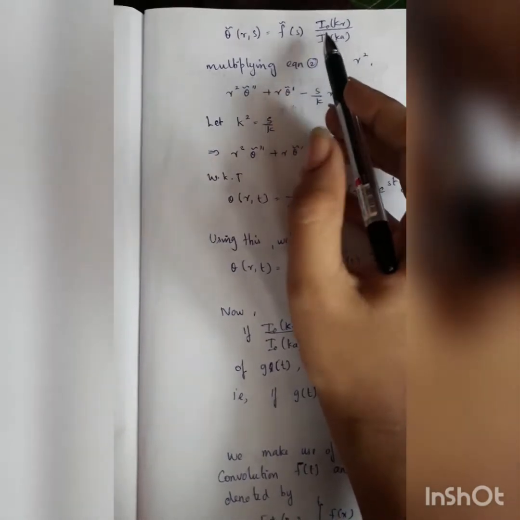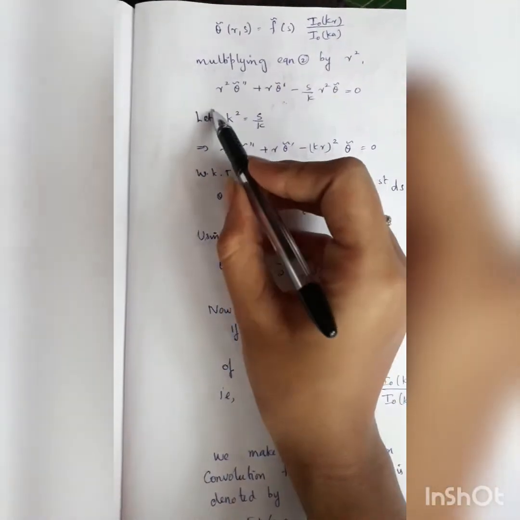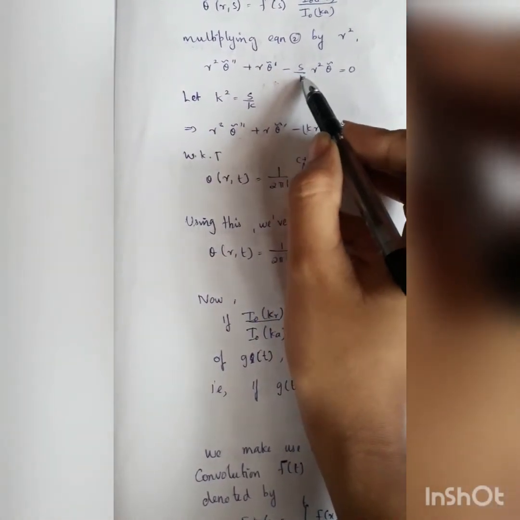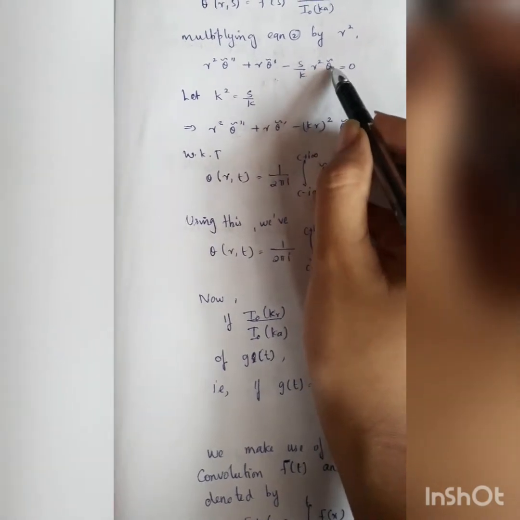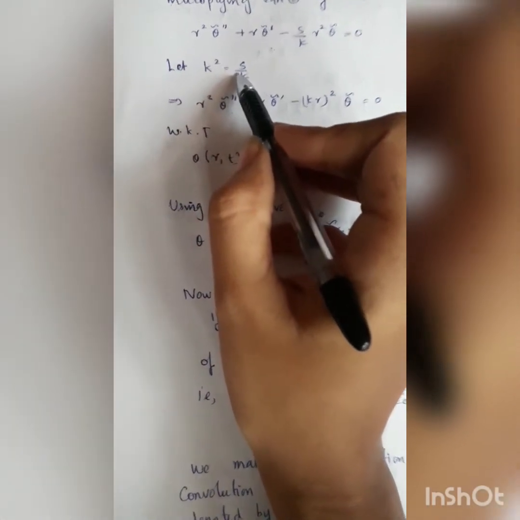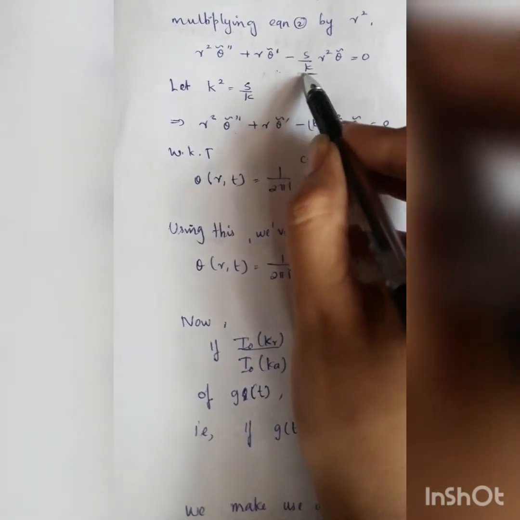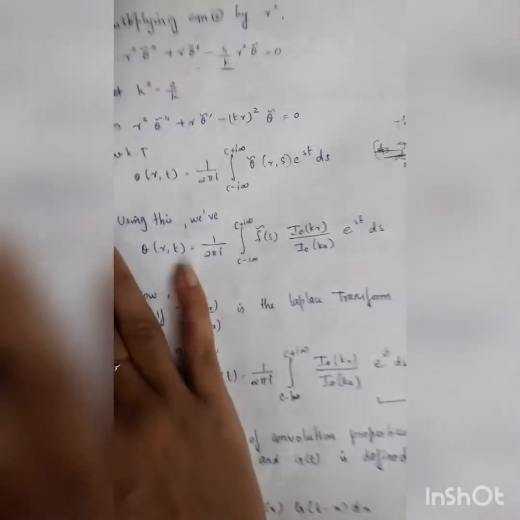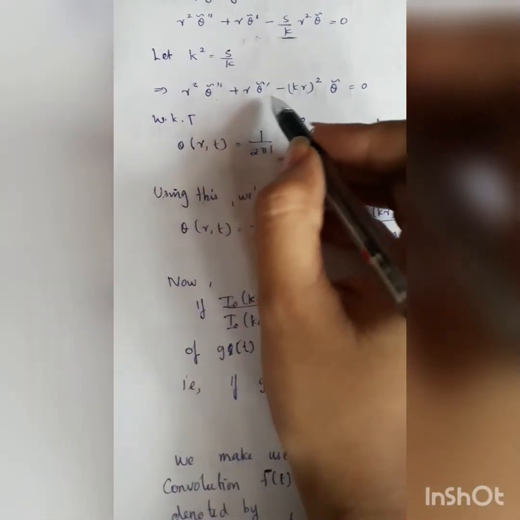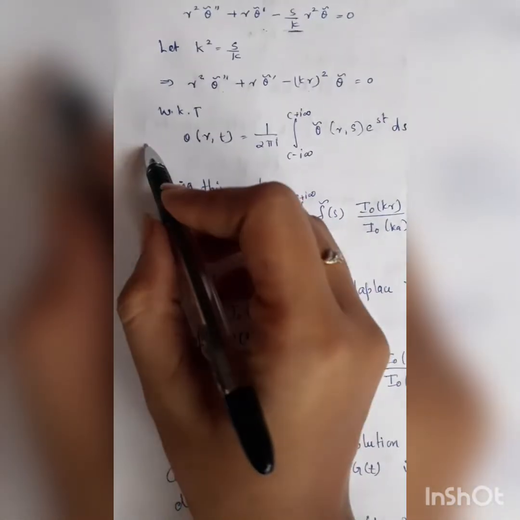So now we have to multiply equation number 2 by r square. So we get r square theta tilde double dash plus r theta tilde dash minus s divided by k r square theta tilde equal to 0. Now let us take k square equal to s by k. So instead of s by k, we make this s by k equal to k square. So we have r square theta tilde double dash plus r into theta tilde dash minus k r whole square theta tilde equal to 0.